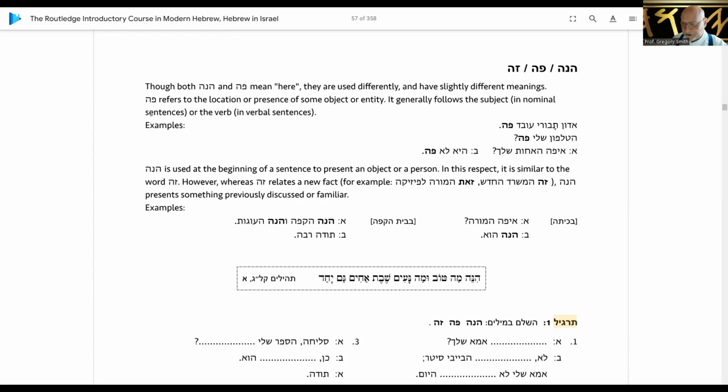So we're talking about the differences between po, zeh, and hine. Hine is used at the beginning of a sentence to present an object or a person. In this respect, it is similar to the word zeh. However, whereas zeh relates to a new fact, like zot hamora lefizika and zeh hamisrad hahadash, hine presents something previously discussed or familiar. Look at the difference here. Zeh relates to a new fact, like an issue of discovery. Hine is something that you already know about, and you're saying, here is such and such kind of thing.